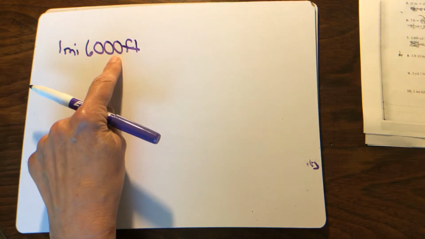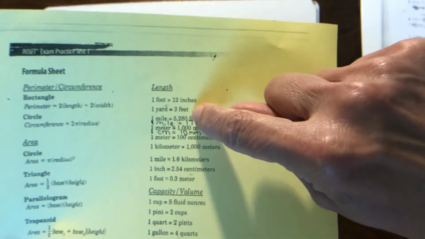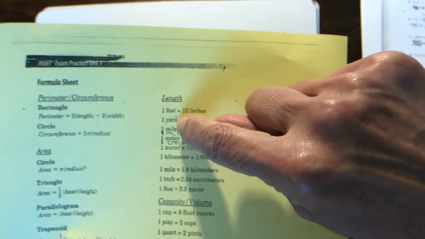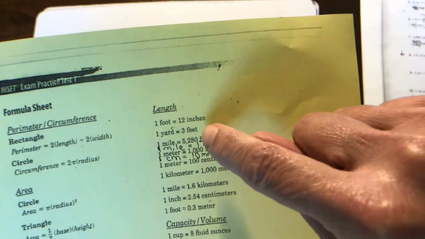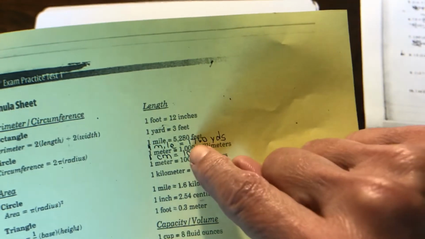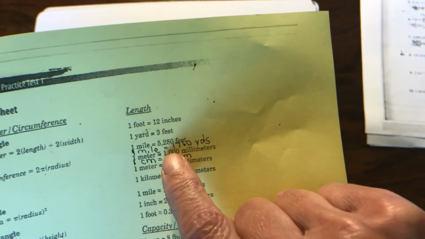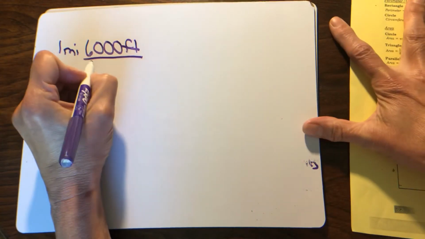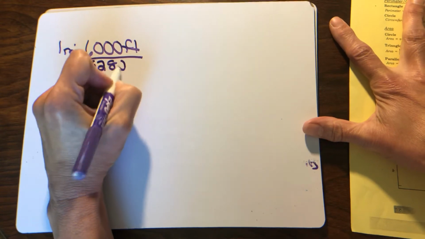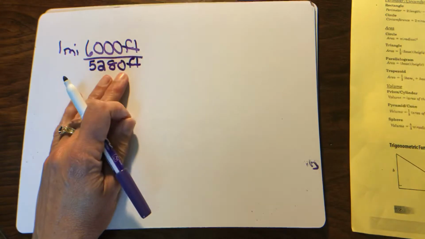All right, so look at feet. Okay, I'm looking for feet on the right side. Well, there's feet, but it goes to yards. Do you want yards here? No, you got miles, okay? So there's feet to miles. Do you see that? So I want this one, the third one on your formula sheet. So 6,000 feet over 5,280, because I know that 5,280 feet actually makes a mile.